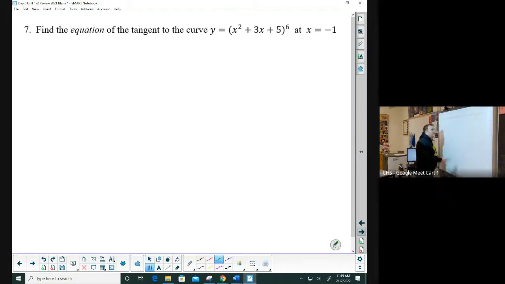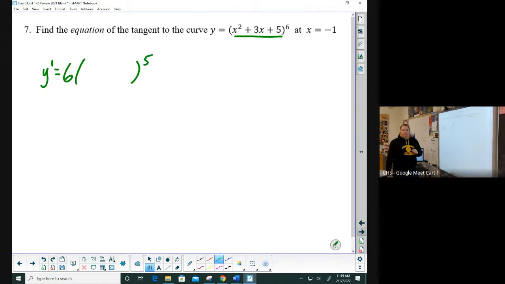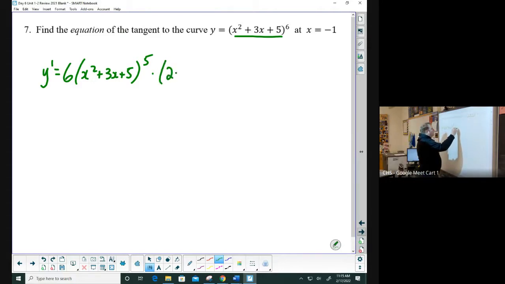So I'm going to have to differentiate this function. Already I see something to the power of 6. Russian dolls: I see that 6 there, bring the 6 down, subtract, and I get 6 times the inside to the power of 5. Of course, I leave the inside alone right now. Times, now I do the derivative of the inside. Russian doll: outside, inside. 2x plus 3 is the derivative of the inside.